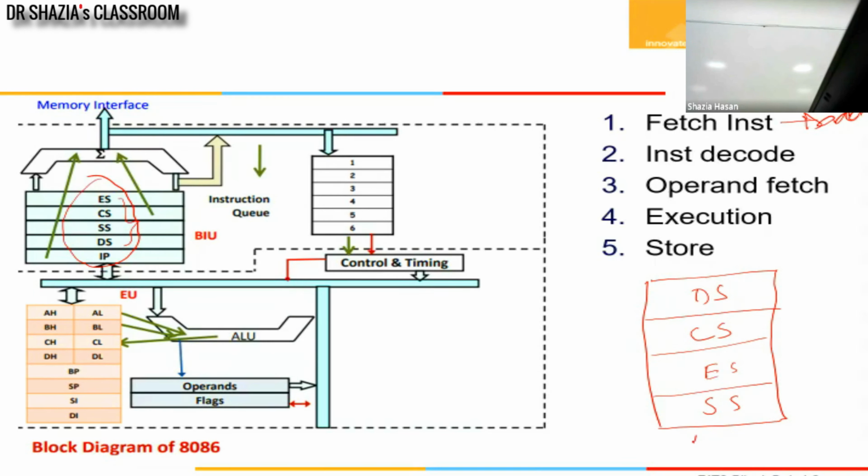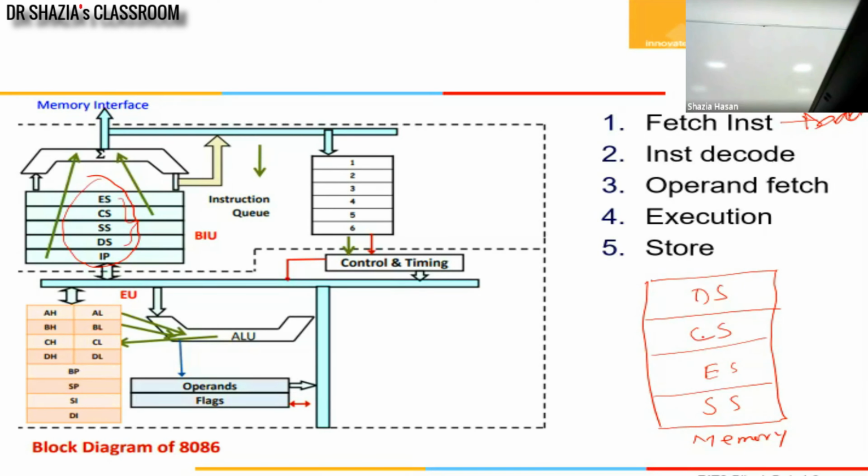This is my memory unit, the external memory unit, which I have assumed to be divided into 4 parts. Each of these parts will have a 20-bit address line. That 20-bit address line is generated with the help of these registers. If I want to generate an address for the data segment, I will use the data segment register with IP to generate a physical address for the data segment.